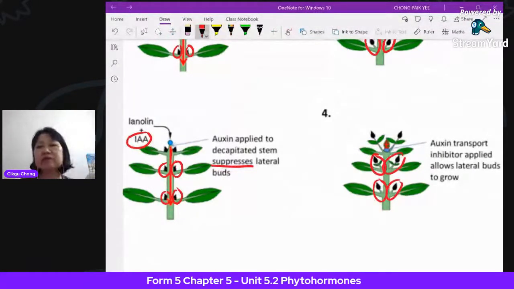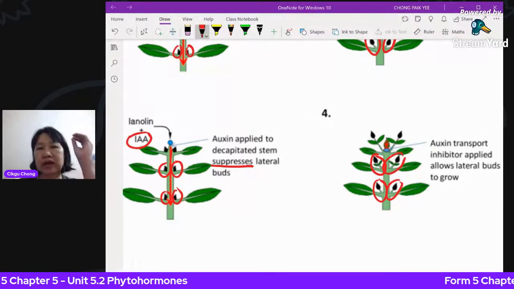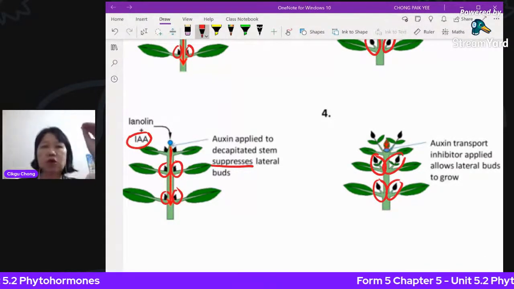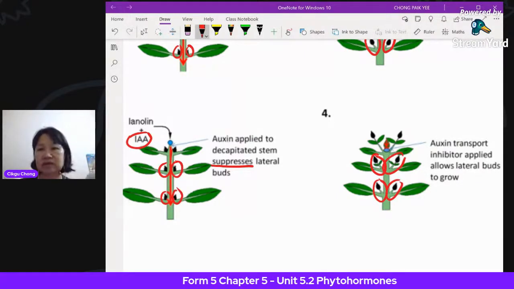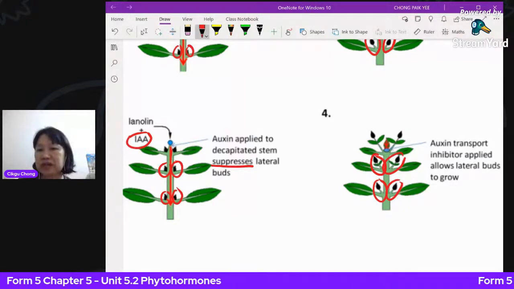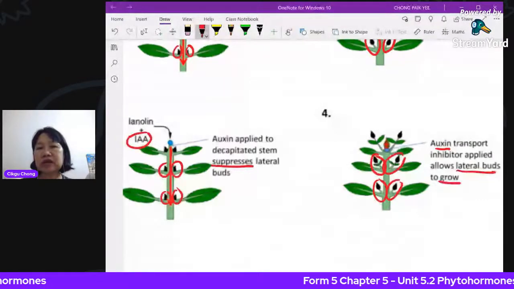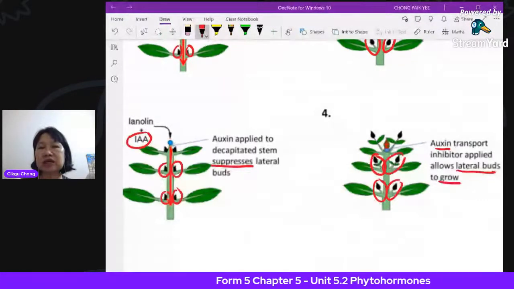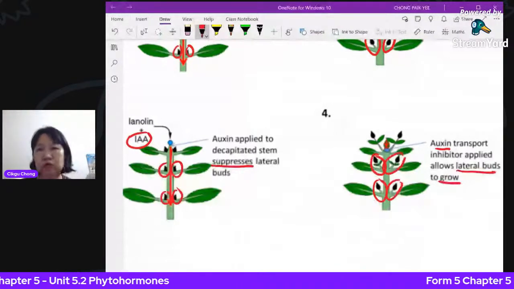Apical dominance is the control that the apical bud has over the lateral bud because of the presence of auxin. So when you remove this auxin, the lateral buds will grow again. So you have removed the apical dominance. When you have the auxin there, it is not going to those branches at the bottom, a lot of leaves. So I'll show you this example.